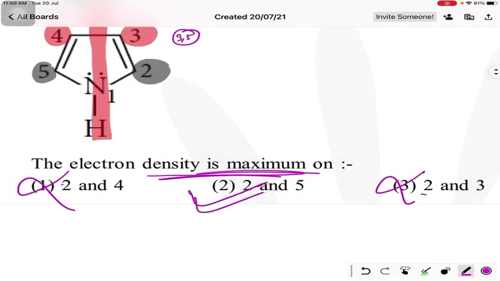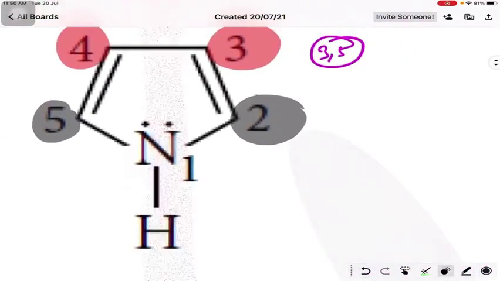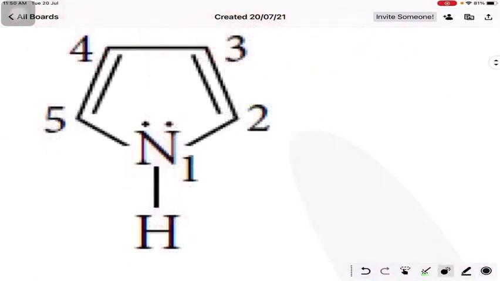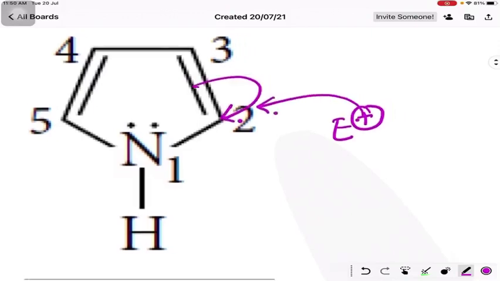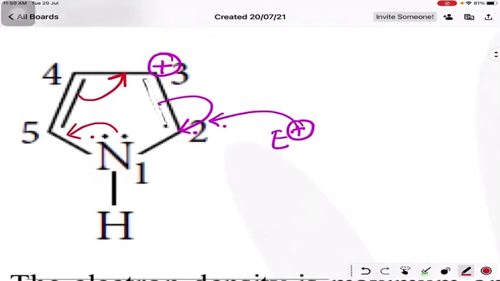So how is 2 and 5 the correct answer? How do we find that 2 and 5 have the highest electron density? Actually, we make the electrophile attack the ring and then compare the stability. If the electrophile attacks carbon number 2, this electron pair shifts to carbon number 2 and this 3 gets a positive charge. Now we compare its stability. It is resonance stabilized and can undergo resonance, so in this way we get more resonating structures.